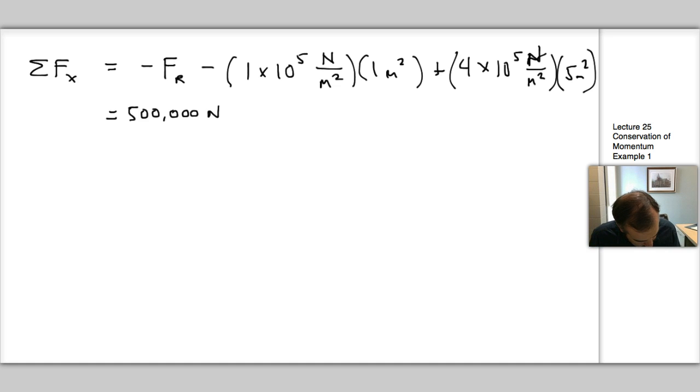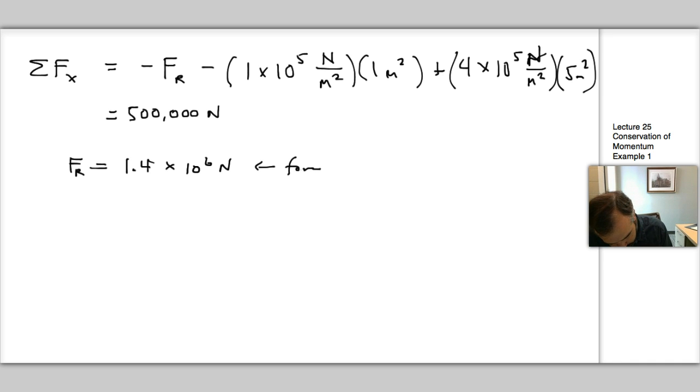All right? So now we can solve for Fr. We can rearrange this and we get Fr, the resulting force, is equal to 1.4 times 10 to the 6th newtons. And that is the force on the fluid. So that tells us that the force on the fluid is acting in the direction we ended up drawing it. If we had drawn it in the other direction, we would have ended up with a negative answer.